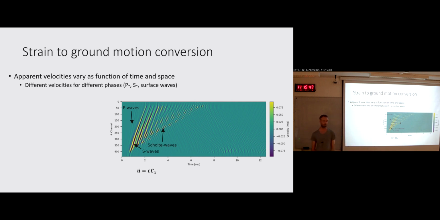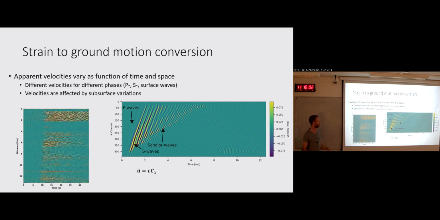So to convert properly strain rates to ground motions, we need to know the apparent velocity for each of these phases. Another problem is that apparent velocities change also as a function of distance along the fiber. This is a result of the subsurface material beneath the fiber. An earthquake recorded offshore Greece. This section of fiber is over a sedimentary basin, so we see very low velocities. And this segment of fiber is over exposed limestone, much higher velocities.